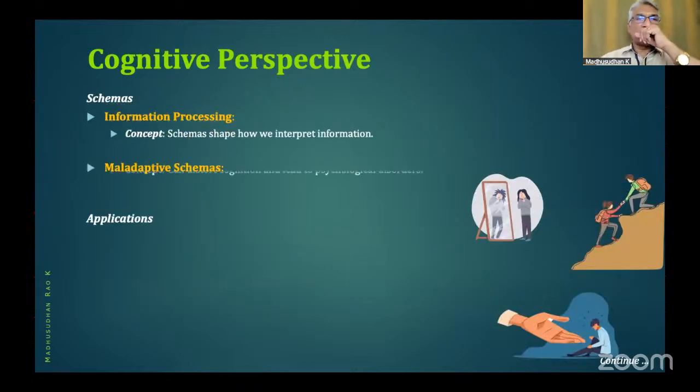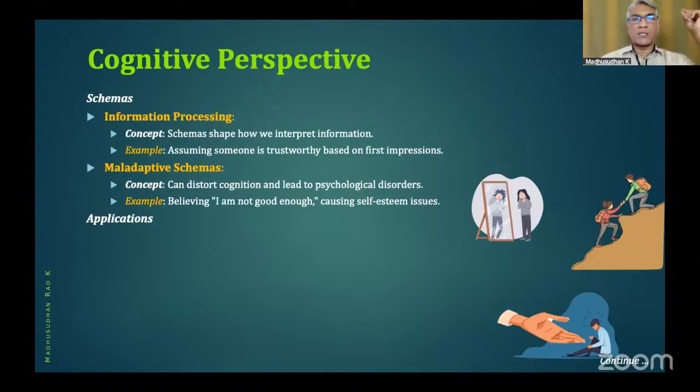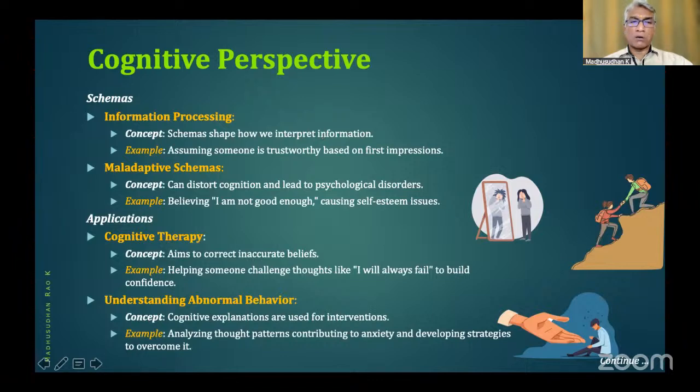Then what is the schema process? Information processing, schemas shape how we interpret information. Assume someone is trustworthy based on first impressions. There are also maladaptive schemas, concepts that can distort cognition and lead to psychological disorders. Believing I am not good enough, causing self-esteem issues. You look into the mirror, they always see that they are not good enough, or they are not happy, or for some reason they always see themselves as not happy. Self-esteem issues are there. And similarly, in applications, cognitive therapy aims to correct inaccurate beliefs.